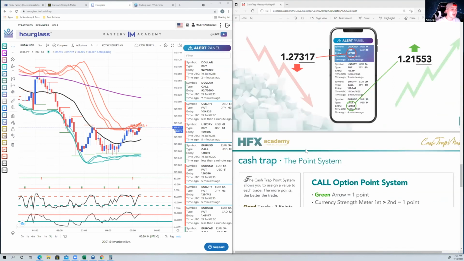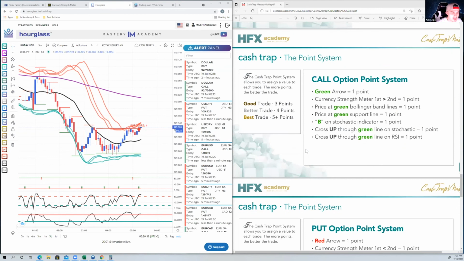Now, we used to have to do point systems, you guys, for Cash Trap. We used to actually have to add up all of these points mentally, but now since Cash Trap 3.0 has come out, you do not need to add them mentally. You just need to equivalate and make a prompt decision on what's beneficial for you, whether it's a good trade, better trade, or best trade. So that's how you should look at this. I only want good, better, or the best trade setups, okay?